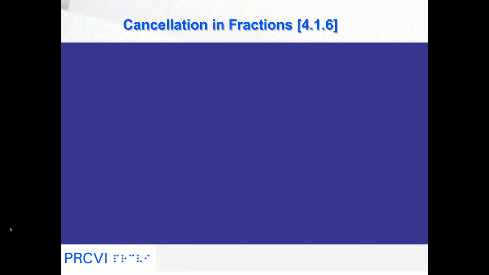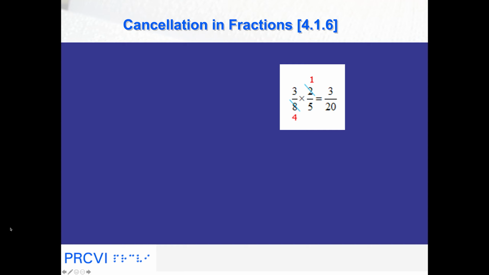Let's look at cancellation in fractions. We can transcribe it in two ways. In a spatial arrangement, we will arrange fractions spatially. We don't need opening and closing fraction indicators. Transcribe denominator below numerator as in print. Using numeric passage indicator makes it less complicated.